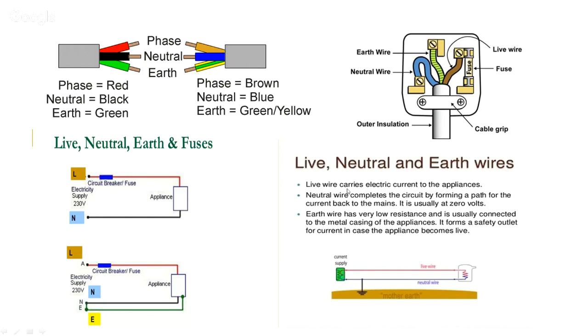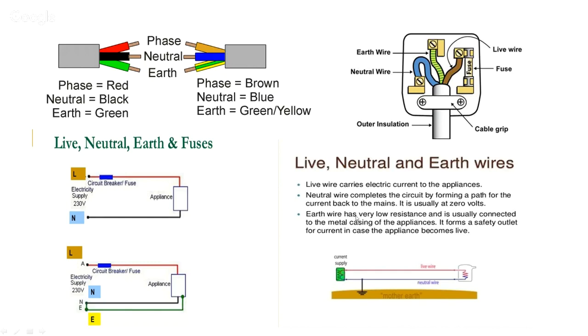Now, the live wire always carries the current to the appliance. The neutral wire completes the circuit by forming a path for the current back to the mains. It is usually at 0 volts. So when the current starts flowing from the mains, it flows through the live wire, it flows through the appliance, and again it returns back to the supply through the neutral wire.